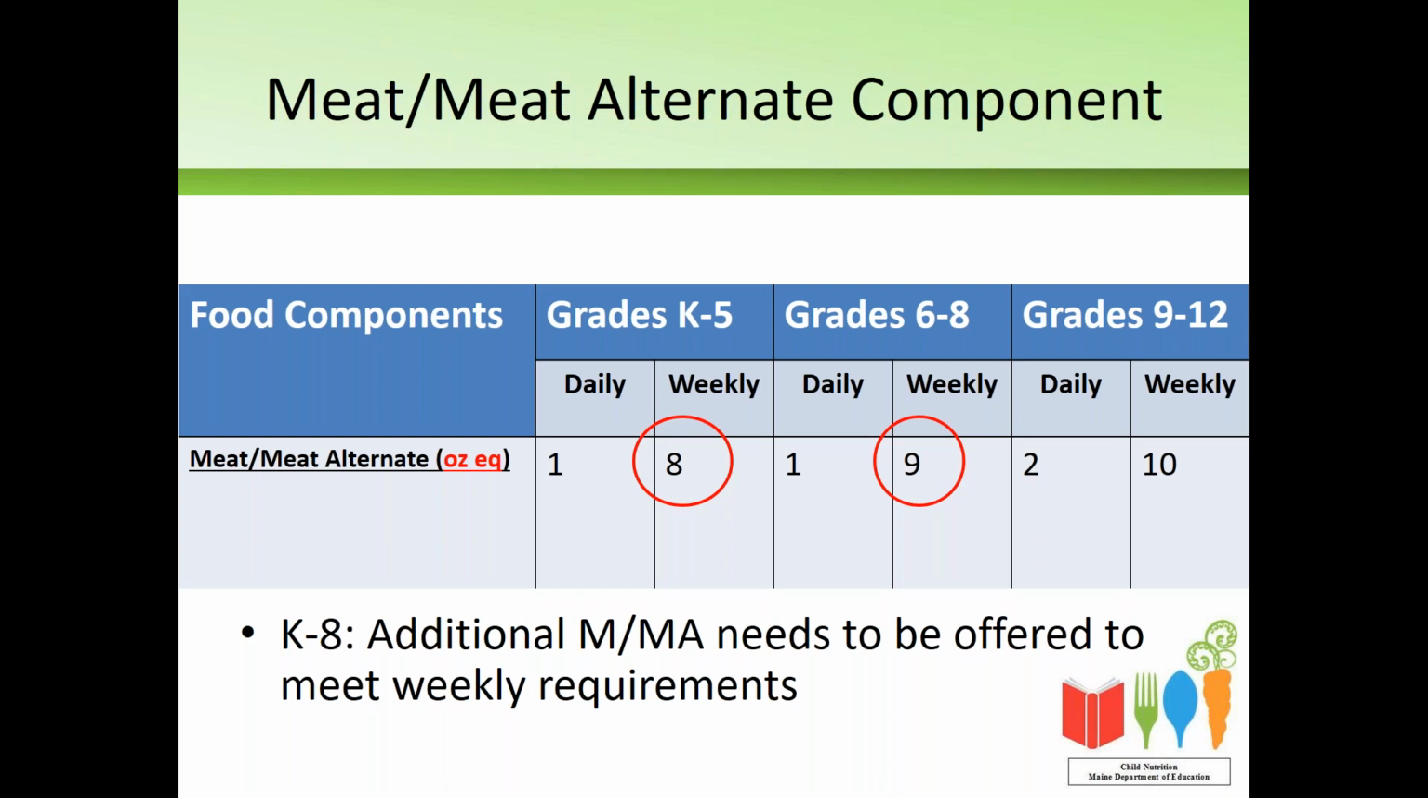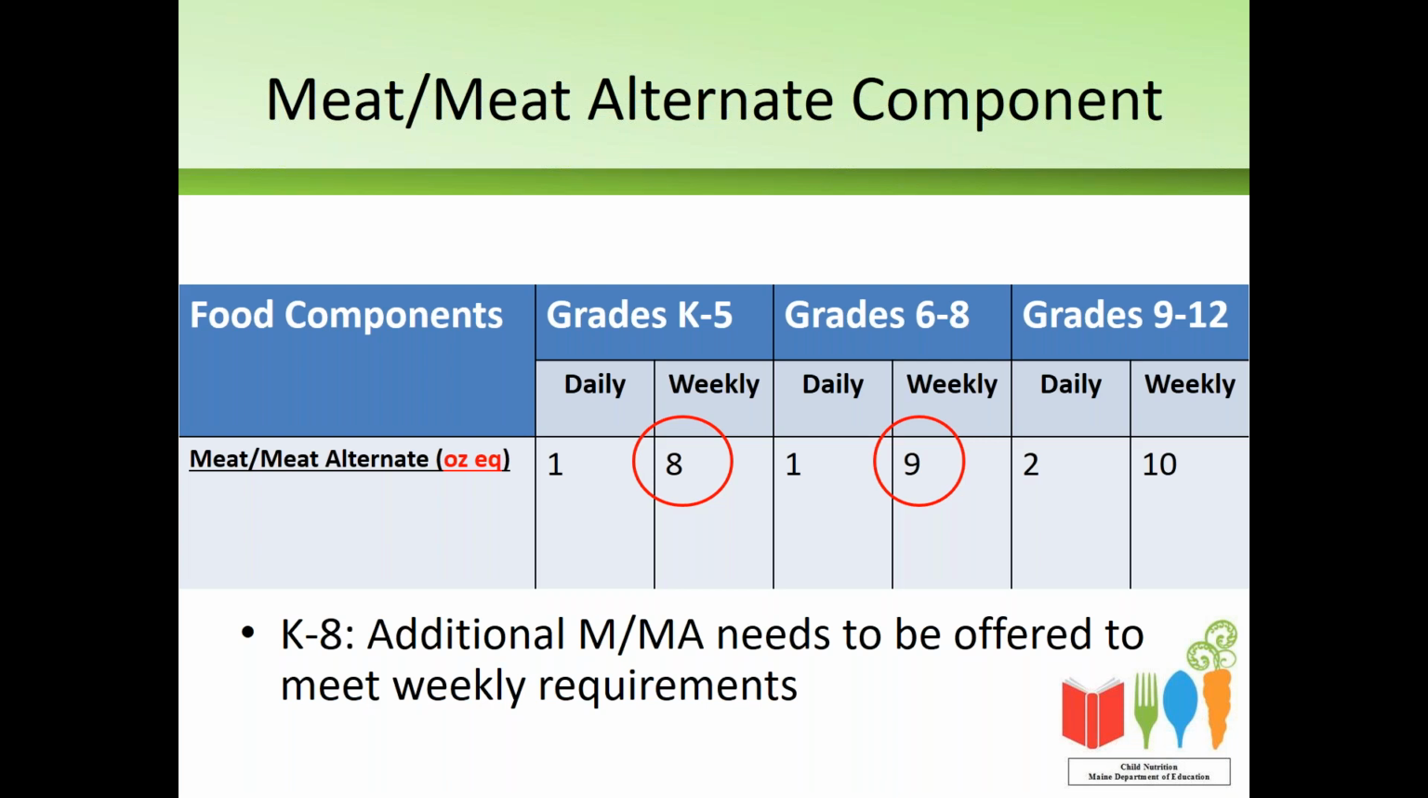The last and final component to discuss is meat alternate, or M/MA for short. Similar to how the grain component is set up, you'll notice that for grades K through 5, there's a weekly meat offering of 8 ounces, and for grades 6 through 8, 9 ounces. Now, because the daily offering is 1 ounce, over the course of the week, more than 1 ounce will need to be offered to meet the weekly minimum.